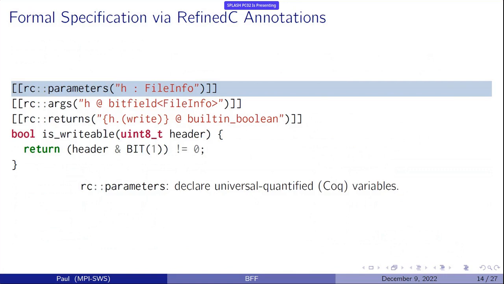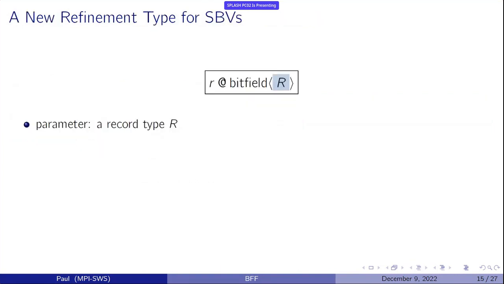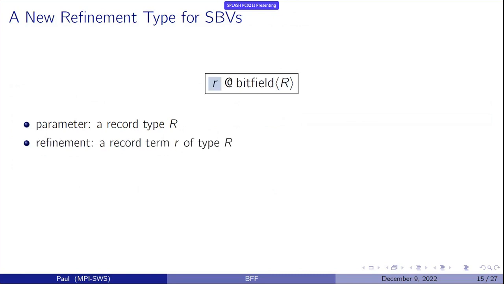The second line, the RC args clause, is used to assign refinement types to input arguments of the C function. And here, to make use of the generated record, which contains the structure information, we introduce a new refinement type in RefinedC, the bitfield type, that can encode the structured bit vectors. This refinement type is parameterized by a record type, big R, and particularly this R is generated from the user annotation. And the refinement of this type is a record term, the small r, that belongs to the type R.